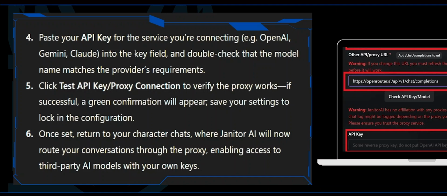Then click Test API key or proxy connection to verify the proxy works. If successful, a green confirmation will appear. Save your settings to lock in the configuration. Once set, head to your character chats, where Janitor AI will now route your conversations through the proxy, enabling access to third-party AI models with your own keys.